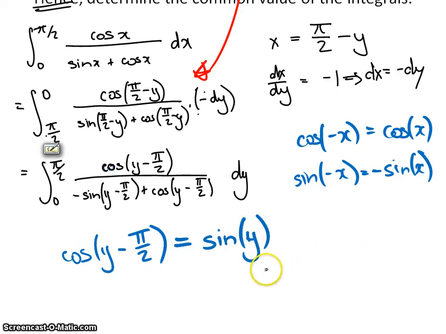As easy as that. What about sine of y minus pi upon 2? So we've got this function here, right? And we've got to be able to change that into something recognizable. So what about sine of y minus pi upon 2?